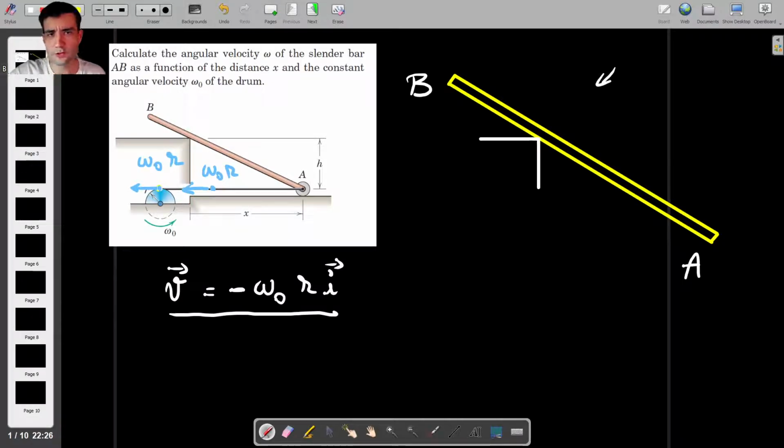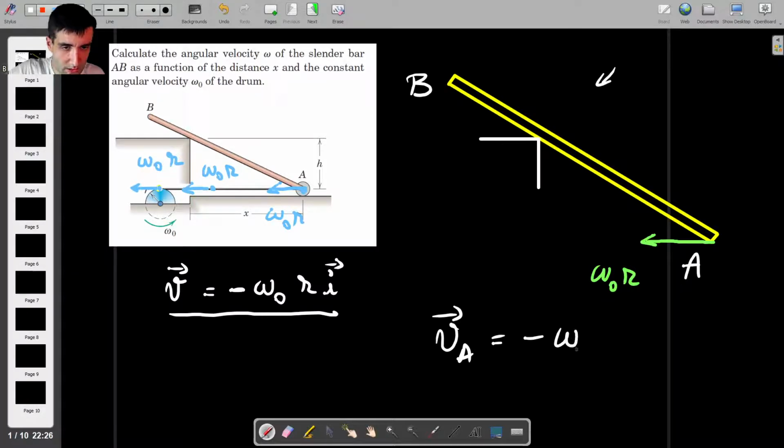So if each point on the string has the same velocity, it means point A also has the same velocity, omega 0 r, right? Because point A is attached to the string, so the string gives point A the same velocity, omega 0 r. Okay, so what I'll do now is draw this here. So this is omega 0 r, and what I'll also write is that the velocity at point A is minus omega 0 r times i.